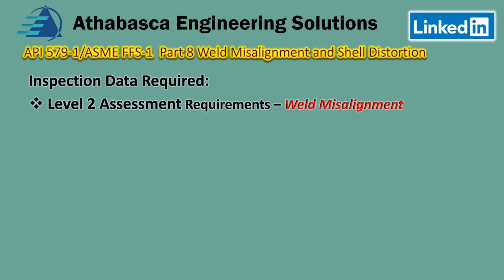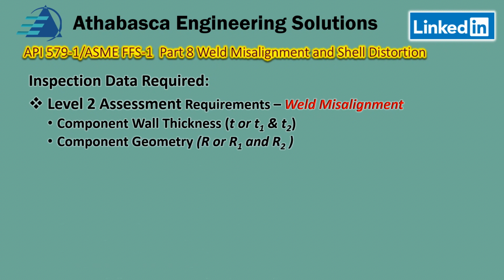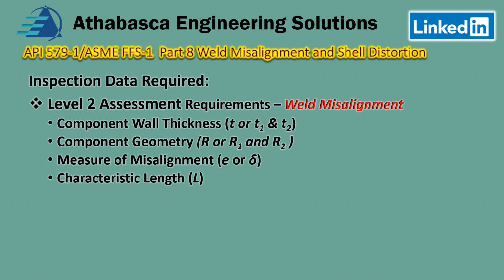We're going to get more specific about level 2 requirements. So if we're doing a weld misalignment assessment, then in addition to the ones mentioned earlier, we need to look at the component wall thickness. We need to look at the component geometry, like the radiuses, the measure of the misalignment of one part to another, the characteristic length, how much the part is affecting the overall structure, really, and then net sectional force F. And again, a lot of this terminology is found in episode 1. Lastly, the bending moment.